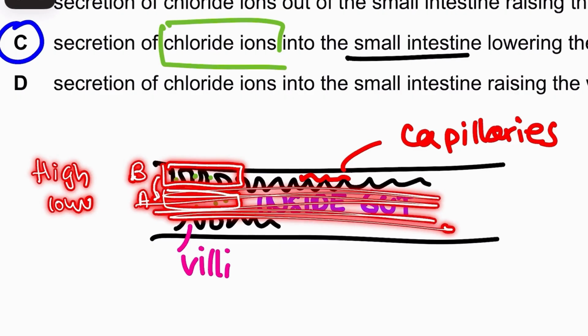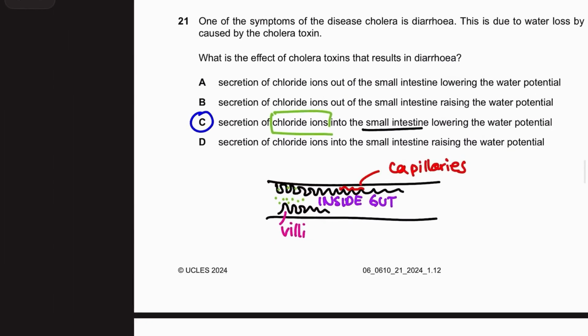And there's lots of water in your gut. What does your gut do? It produces poop eventually, right? And therefore you poop out that watery poop, which is diarrhea. Understand?